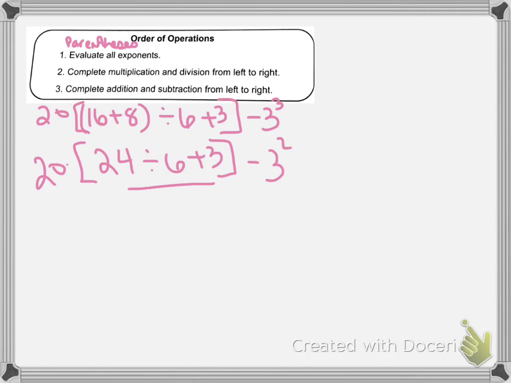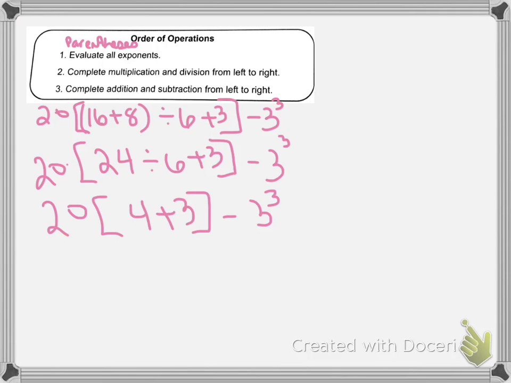And now I follow the order of operations that we had before inside there. Square, cubed. So what do I do first, the division or the addition? Division. Yes. So it'd be 4. Plus 3. So we have 4 plus 3 minus 3 cubed.